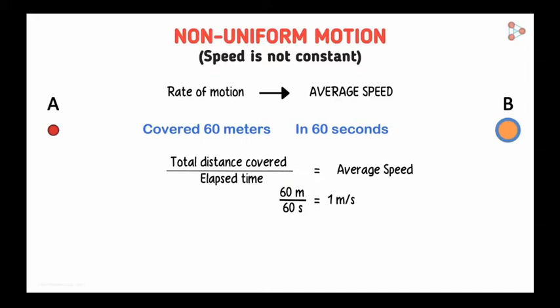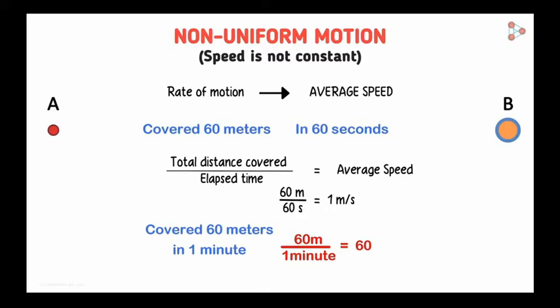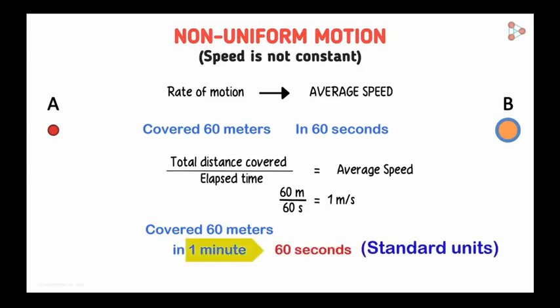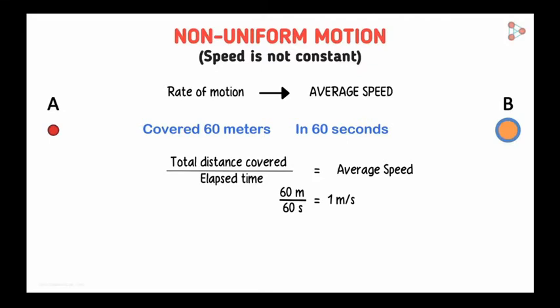If I had said this boy has covered 60 meters in 1 minute, you should not make the mistake of writing 60 divided by 1 equals 60 and say he's traveling at a speed of 60 meters per second. That's as fast as a bike. The best way, normally, would be to convert to standard units. So let's convert 120 meters in a minute into meters per second.